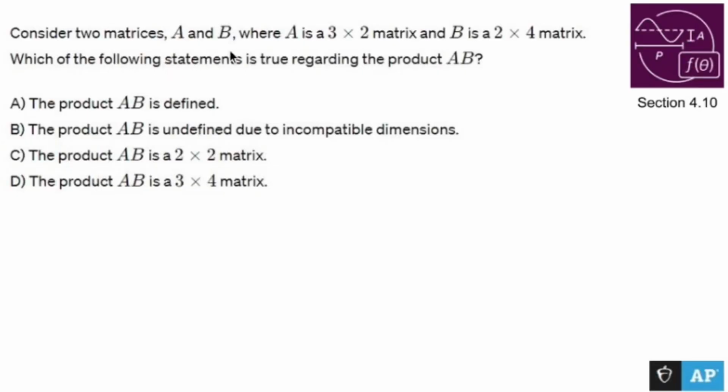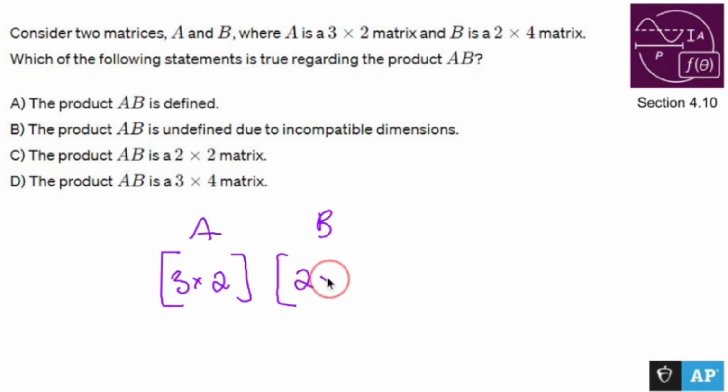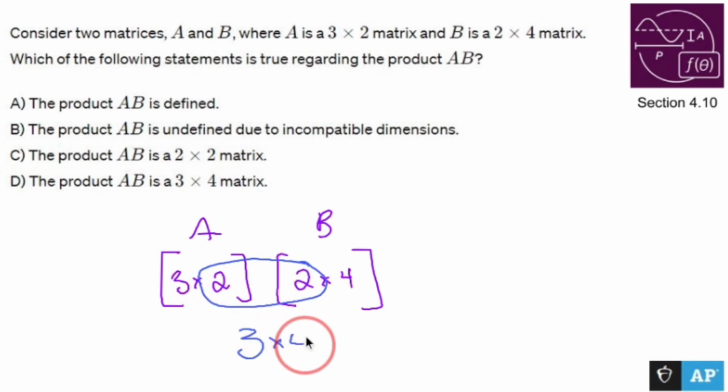Consider two matrices A and B, where A is 3 by 2 and B is 2 by 4. Which of the following statements is true regarding the product AB? All right, well, if A is a 3 by 2 and B is a 2 by 4, without looking at my options, this is allowed. You will get something that's defined because the inner two numbers are exactly the same. And what you'll get at the end is 3 by 4.